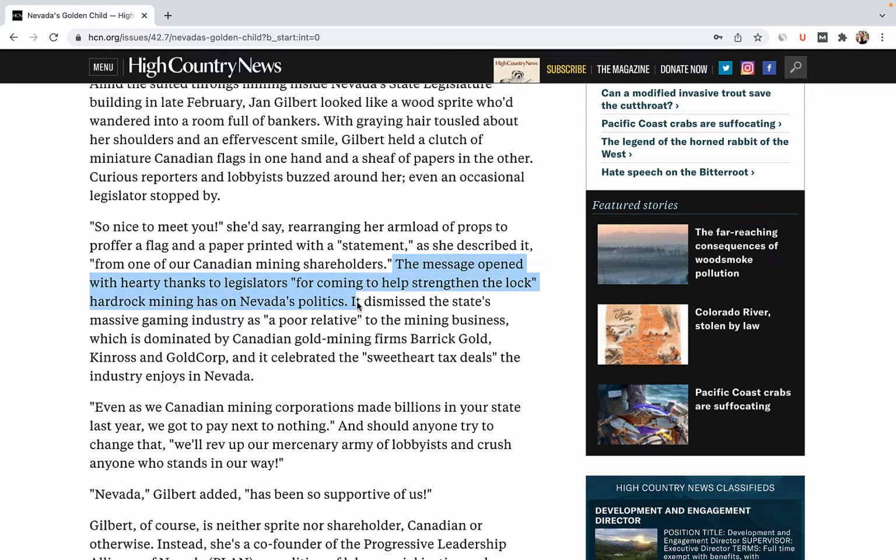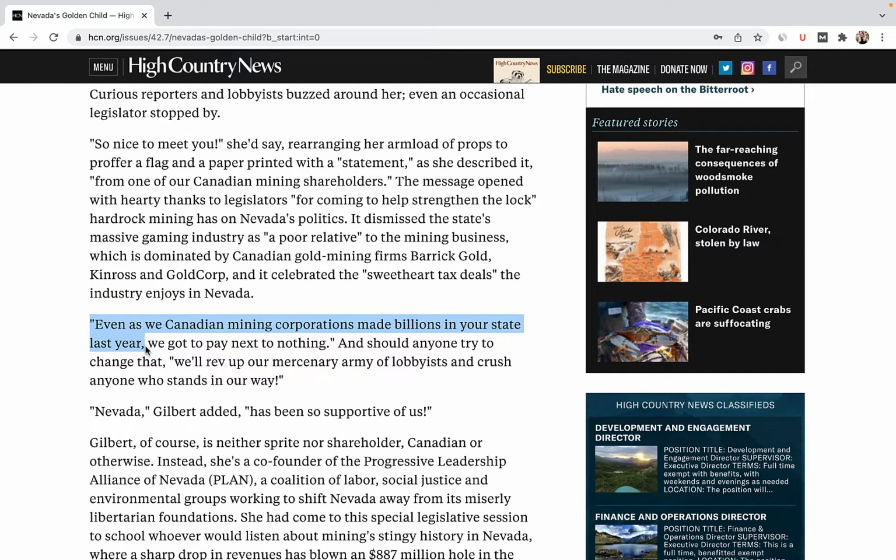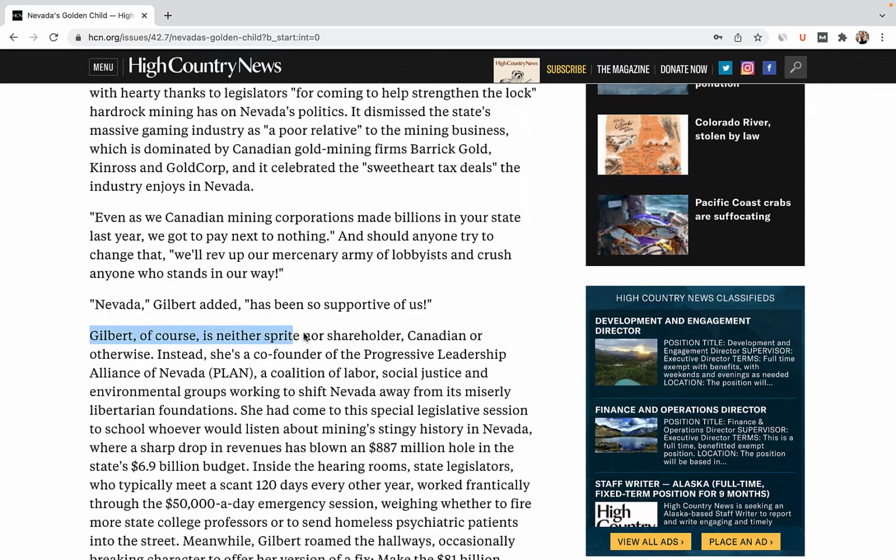The message started with a big thank you to Nevada legislators for strengthening the lock the hard rock mining industry has on the state's politics. "Even as we Canadian mining corporations made billions in your state last year, we got to pay next to nothing," the paper further adds. Jan, of course, is not a shareholder.